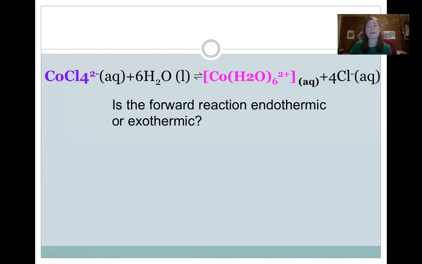But also, the reaction that was happening was the reverse reaction. This pink compound was turning into the blue compound. So what you're seeing in the video is that the reverse reaction absorbs heat and is endothermic. That means the forward reaction, which was not predominantly happening and was happening at a slower rate than the reverse reaction, must be exothermic. So the forward reaction here is actually an exothermic reaction.